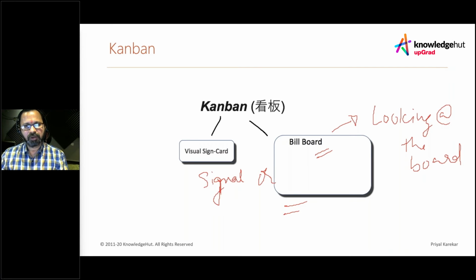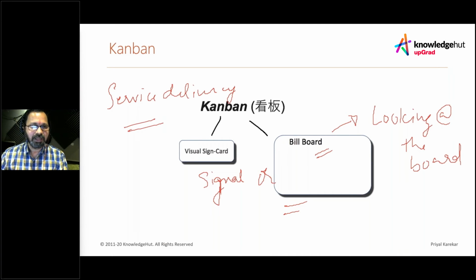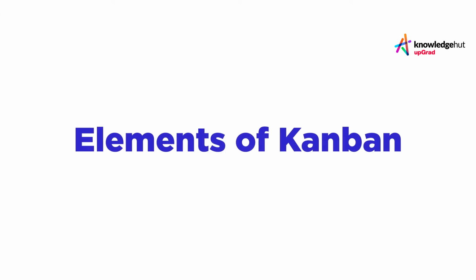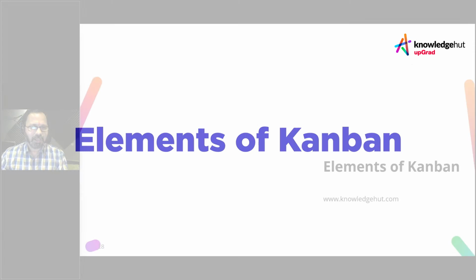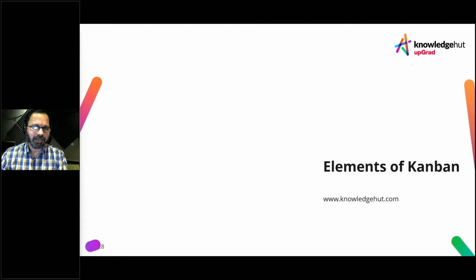Kanban is also a method for directly improving your service delivery. So it improves the service delivery or the product delivery, whatever you manage. Service delivery is the stuff we do daily. It's the knowledge work we do every day, right? So that is service delivery. Let us look at the elements of Kanban.